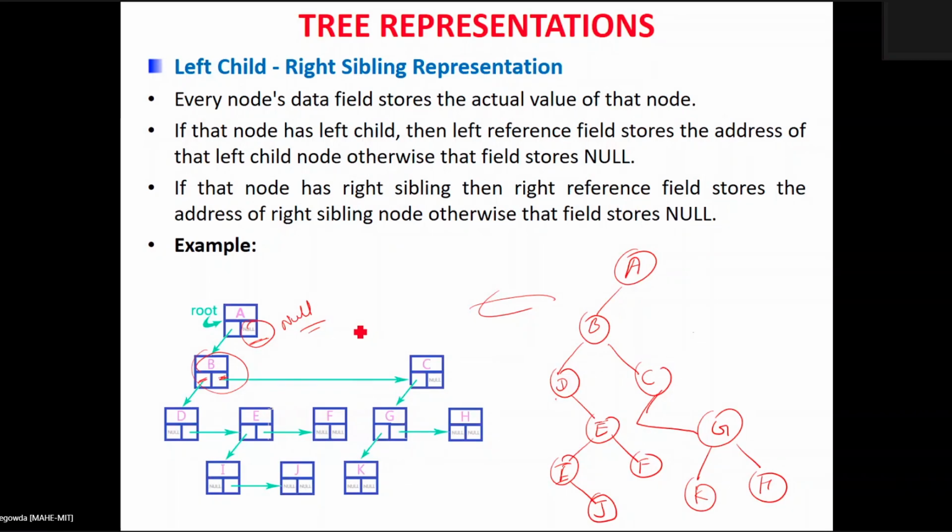Suppose you look at the leaves in this particular example. The leaves are J, K and H here. That means they have no children at all, so both the link fields should be null. When any of the link fields holds the value null, it indicates that the children are absent for that particular parent node. That means if both the link fields are null, we can say that it is nothing but a terminal node or leaf node.